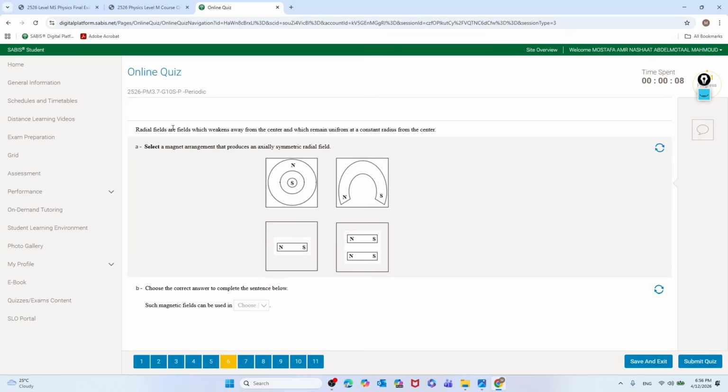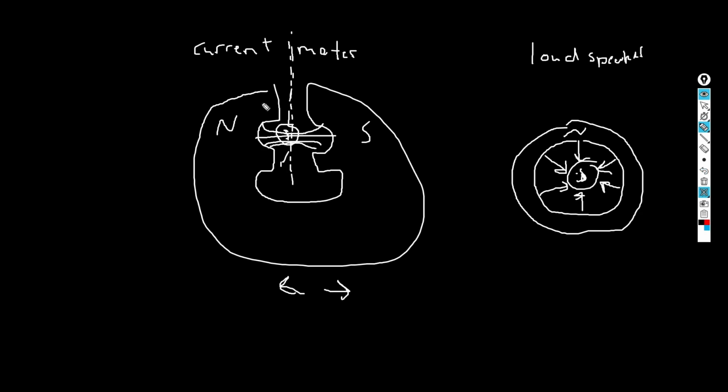Radial fields are fields which weaken away from the center and remain uniform at a constant radius from the center. Oh yeah, guys, they're both radial fields. You should know this. Both are radial. This is a plane symmetric radial field. This one is an axially symmetric radial field.